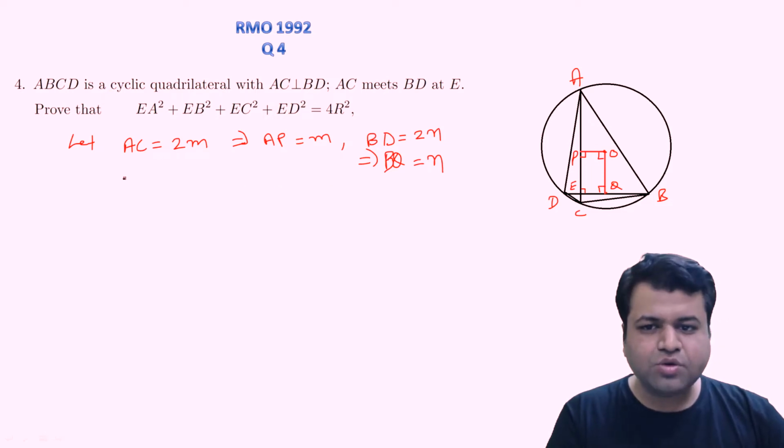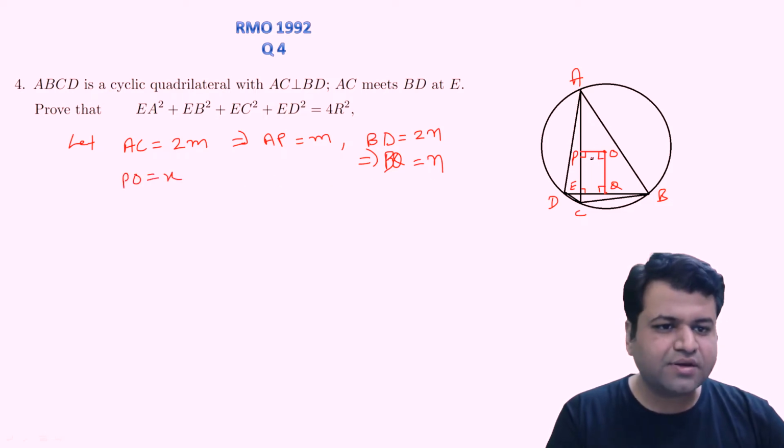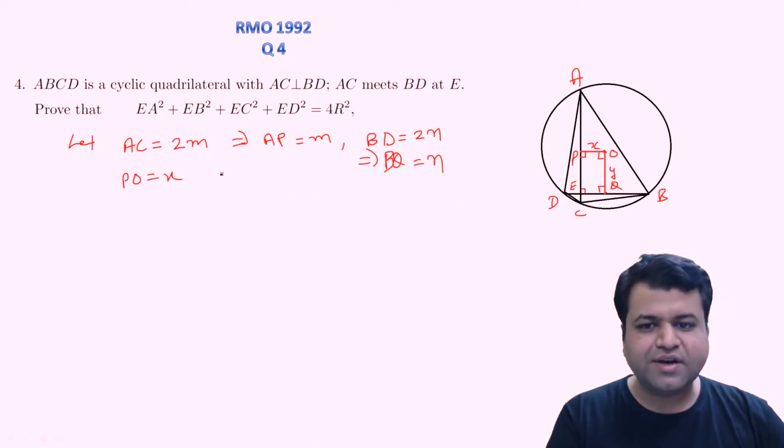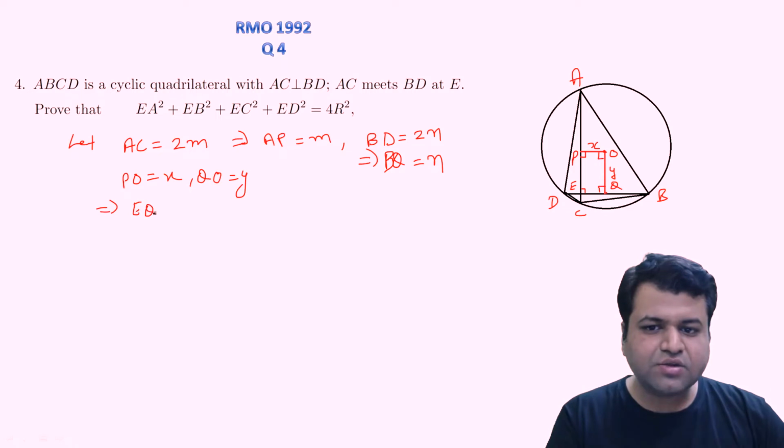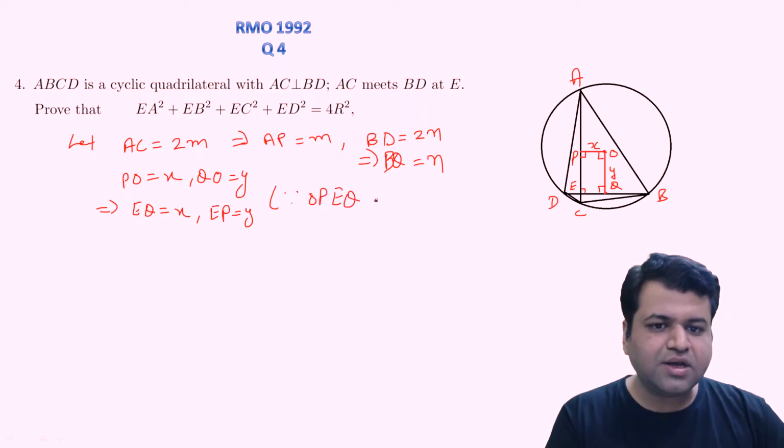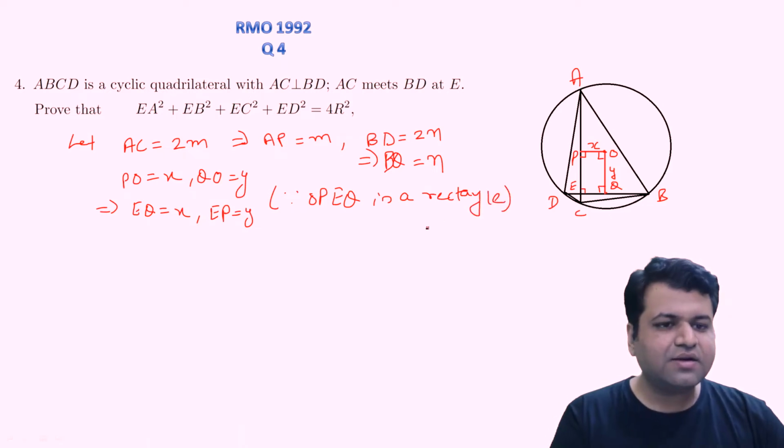Let's assume this PO to be equal to X, and this OQ equals to Y, right? So this will imply PO will be the same as EQ, so EQ will be nothing but X, and this EP will be nothing but Y, because why? Because this OPEQ is a rectangle, right? We made this by construction, right? This is a rectangle, right? I hope there is no issue till here, and this is the common solution that a lot of students do.